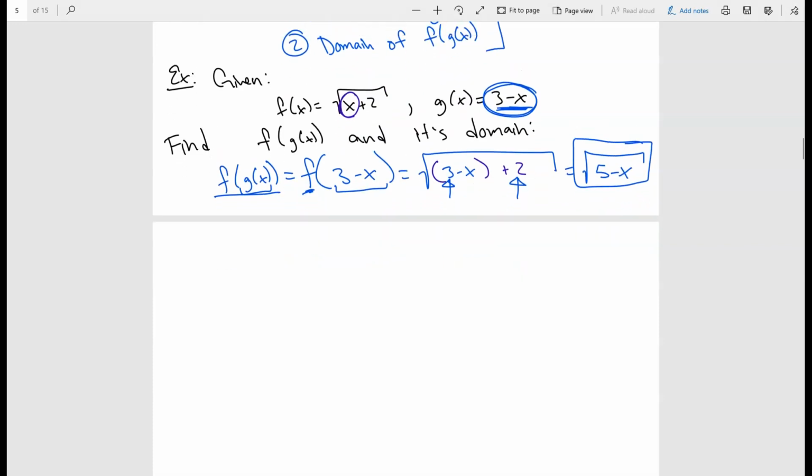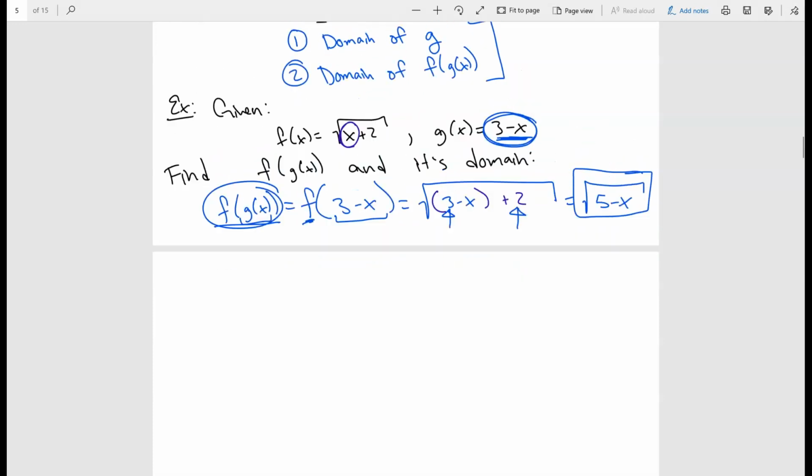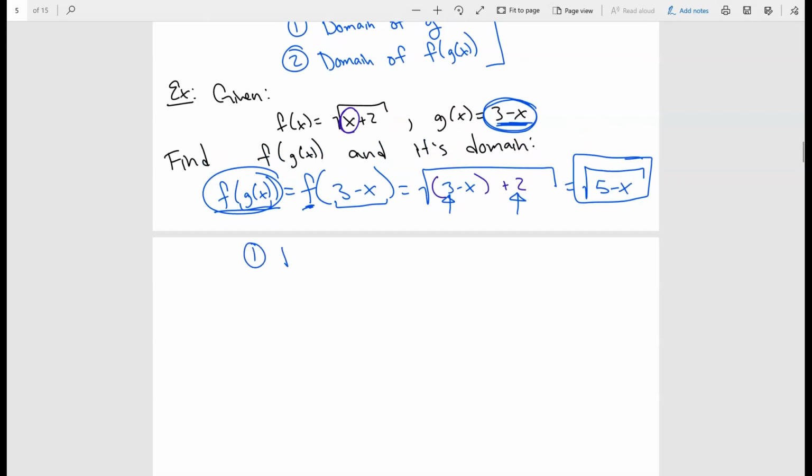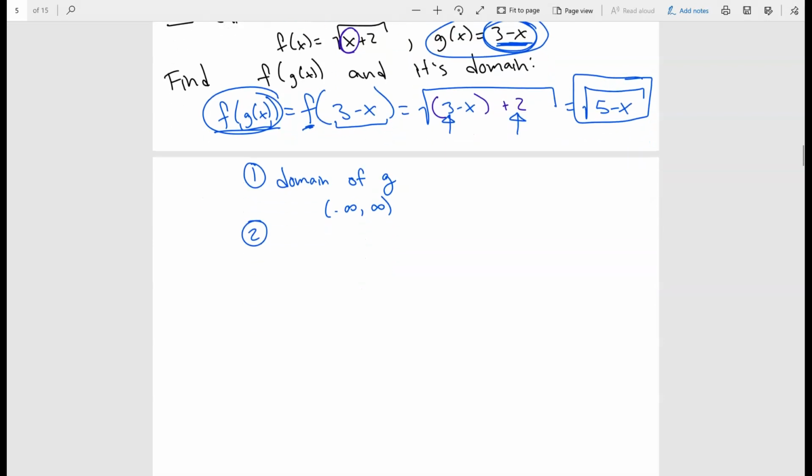So remember, in order to find the domain of this, you have to figure out two different things. You have to find the domain of g first. Well, g in this case is just 3 minus x. That's just all real numbers. Now we have to do the second thing: finding the domain of the resulting function, the one that we just calculated. So we have this square root of 5 minus x.